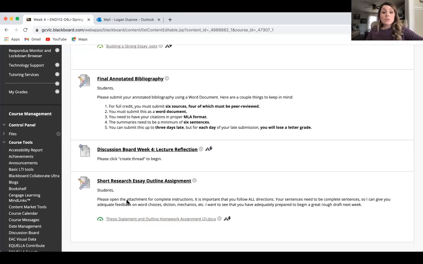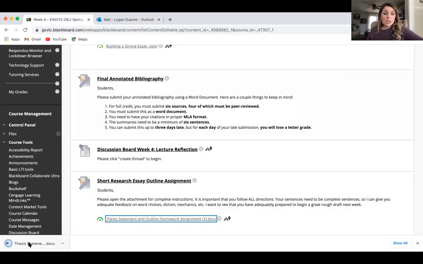And then I don't want you to forget that your short research outline assignment is due this week. Open the attachment and complete the instructions. It is important that you follow all directions. Your sentences need to be complete sentences so I can give you adequate feedback on word choices, diction, mechanics, etc. I want to see that you have adequately prepared to begin a great rough draft next week.